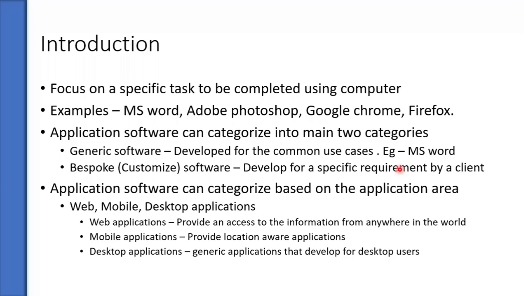And there's another categorization actually. This is a very recent categorization: web, mobile, and desktop. Very recently IoT has also been added, but for now I'm speaking about these three. Web applications provide access to information anywhere in the world. An example is Google Chrome, right? These are web applications. They require internet connectivity.